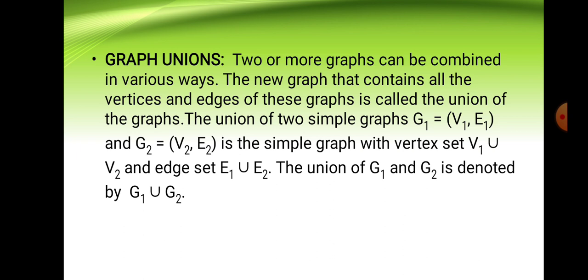Graph union. Two or more graphs can be combined in various ways. The new graph that contains all the vertices and edges of these graphs is known as the union of graphs. The union of two simple graphs G1 = (V1, E1) and G2 = (V2, E2) is a simple graph with vertex set V1 union V2 and edge set E1 union E2. The union of G1 and G2 is denoted by G1 union G2.